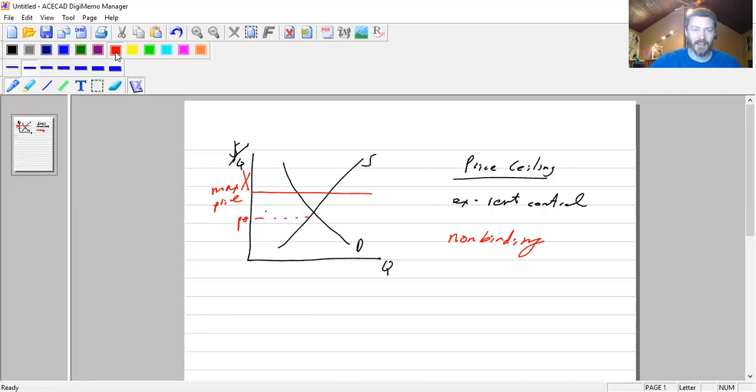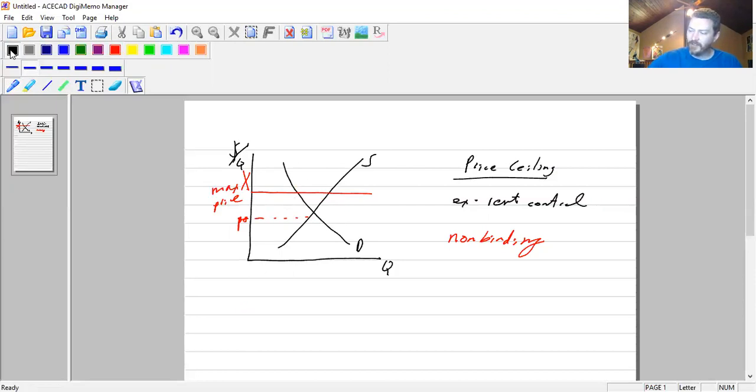We've already talked about how that works. There's P star, and people don't want to charge above this maximum price anyway, right? This is already the market equilibrium down here at P star. So the price ceiling is non-binding. It doesn't really matter, right? People only want to charge, say, $1,000 for these apartments, but the government mandated price ceiling is $1,500. Who cares? We're only charging $1,000.